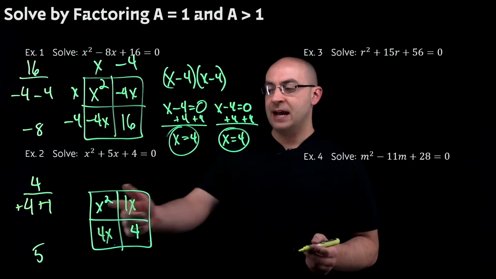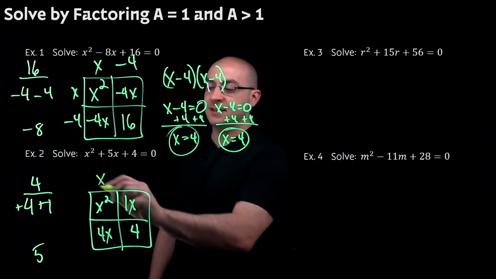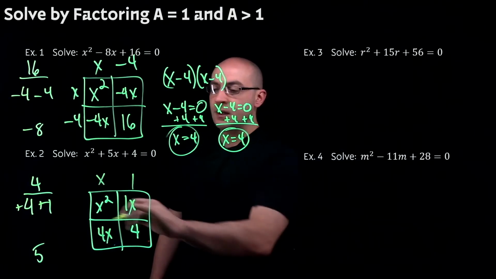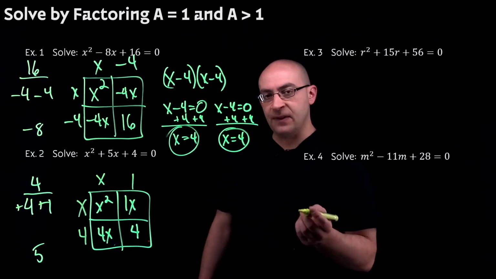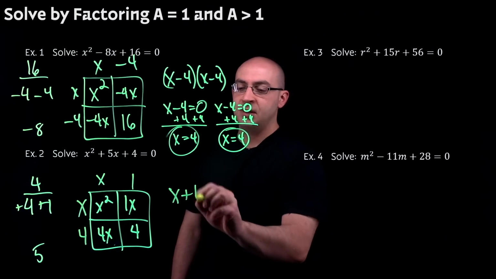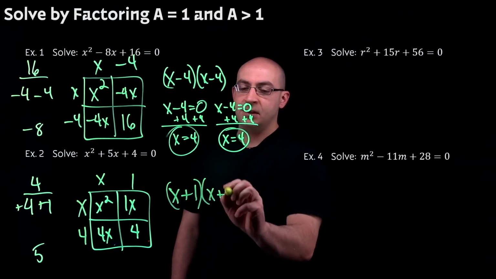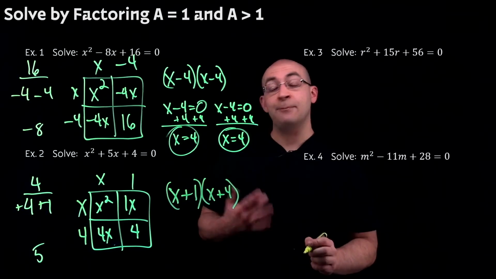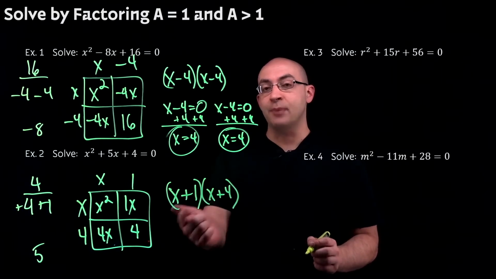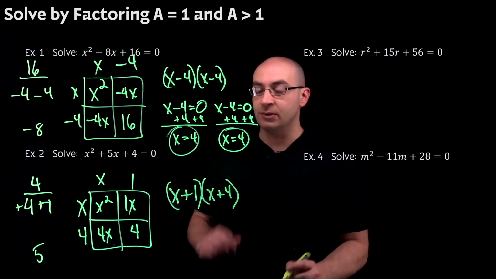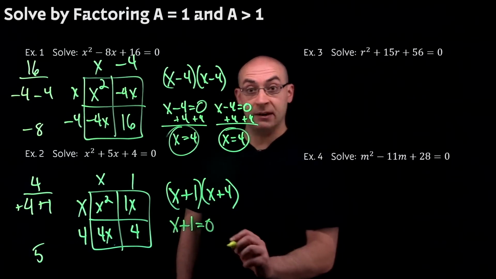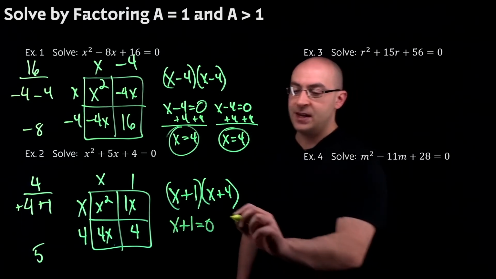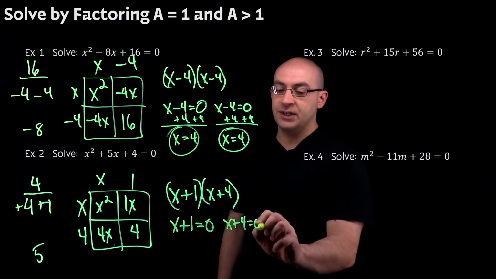It's fine. Now we'll take greatest common factors out. X comes out, 1. On the side, it's going to be x and a 4. So we've successfully found our factors. That's going to be an x plus 1 and an x plus 4. Now, next step, which again is our final step, I'm setting both of these equal to 0 individually. So the first factor set, x plus 1 equals 0. And then the next factor set, x plus 4 equals 0.